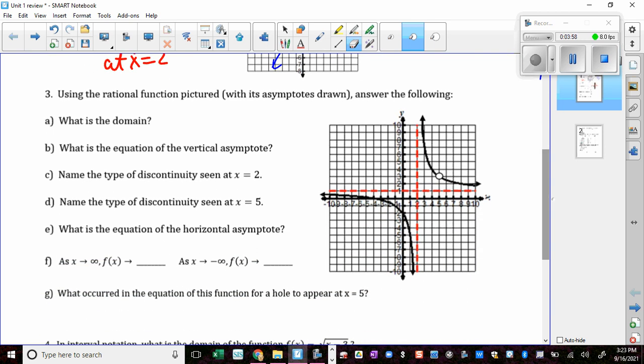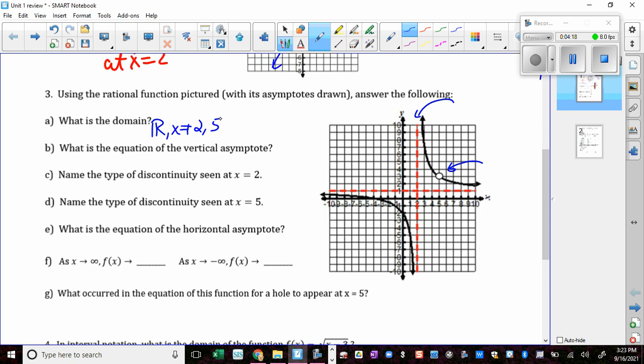So what's the domain? The domain is the x values. It looks like it has a vertical asymptote right here, right? So this x value is not being touched, and also there is a hole right here that's not being touched. So x is not 2 or 5. So all real numbers where x is not equal to 2 or 5.